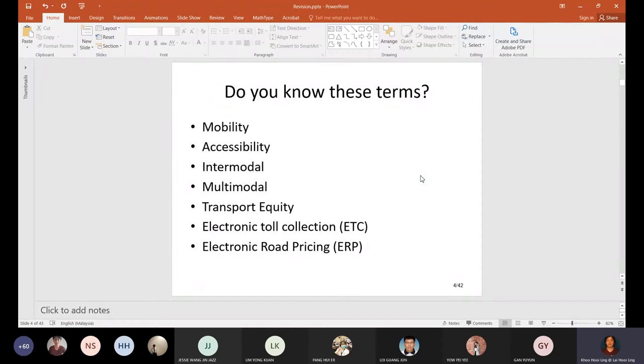Intermodal and multimodal. Multimodal means that you have multiple modes, different kinds of modes for you to go from origin to destination. For example, from KL to Singapore, I can choose many different modes. I can drive, I can take an airplane, I can take a train, even a cruise. So this is multimodal. Intermodal means that you use different kinds of modes in between a trip. For example, from my house I walk to a station nearby, then I take the LRT. After that, from the LRT station, I walk to the office. So that is what we call intermodal.